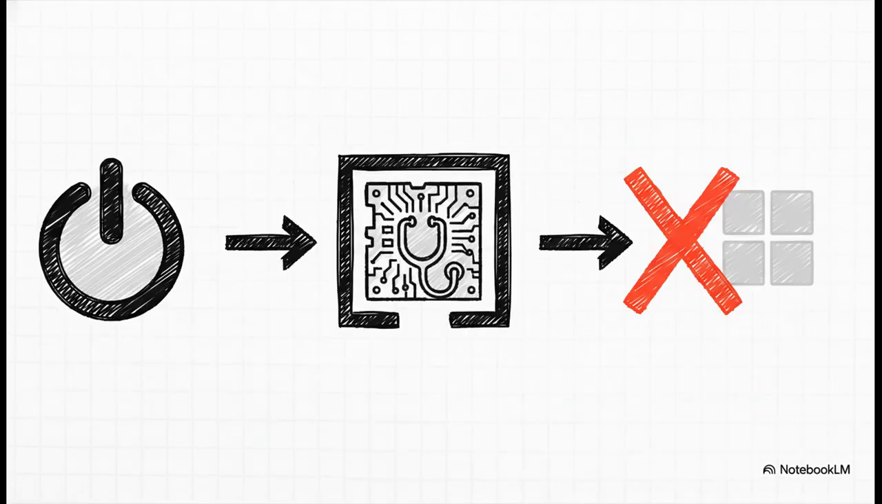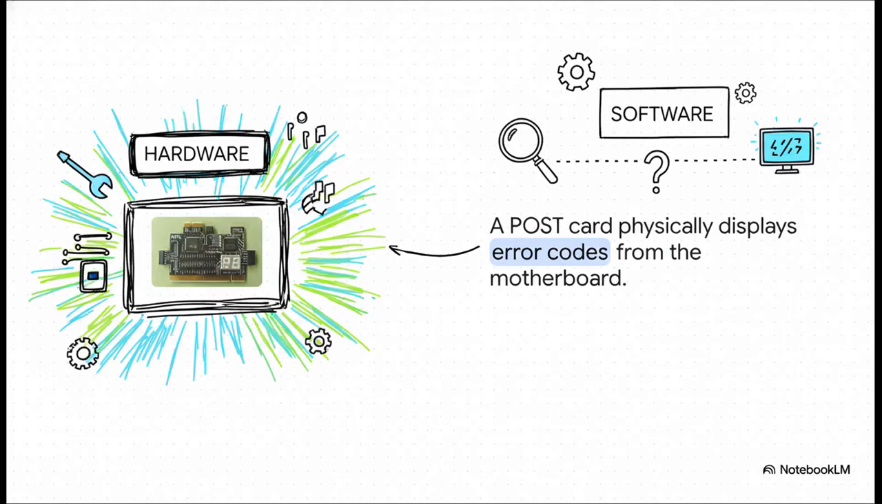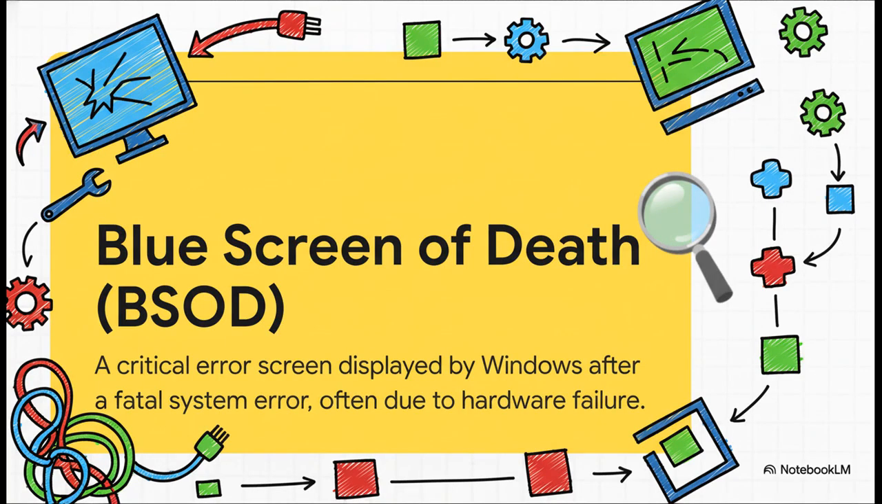Now, if your computer never even gets past this first step, like if you just get a series of weird beeps or an error message on a black screen right after you hit the power button, the problem is almost certainly hardware. The software hasn't even had a chance to get involved yet. And this is how technicians used to figure out those early hardware failures. It's called a POST card. You literally plug it right into the motherboard, and that little digital display would spit out an error code telling you exactly which component was failing its self-test. Pretty cool, huh?